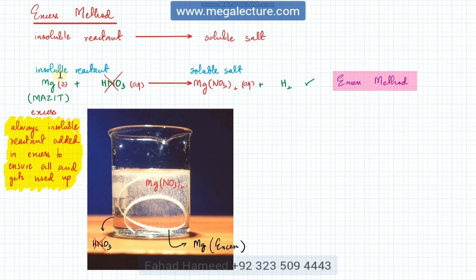Now, what is going to be your description? It's going to be a 4-mark question, and they're going to ask you to describe this entire thing. So what you're going to write is, the first point is, you're going to add excess Mg to nitric acid. And you want to ensure the nitric acid gets used up.